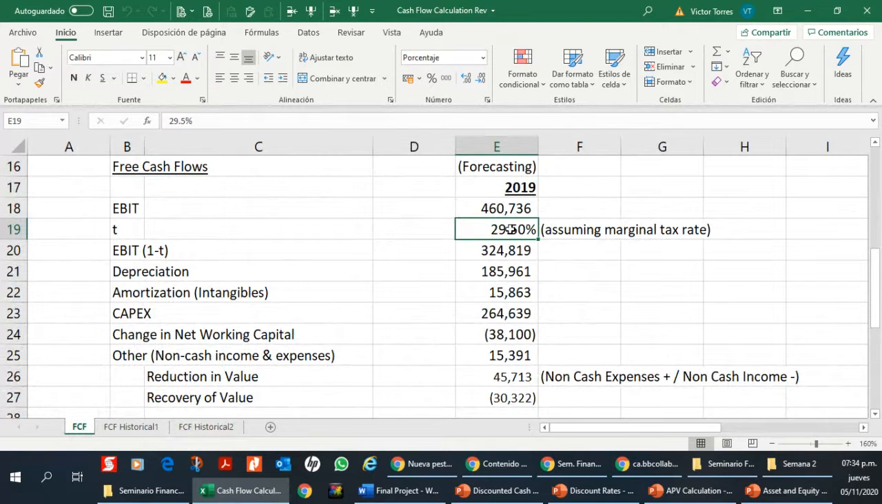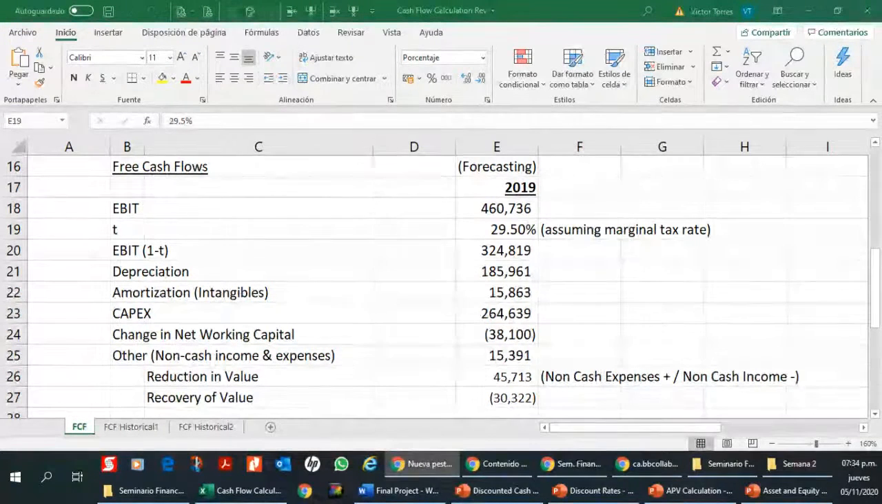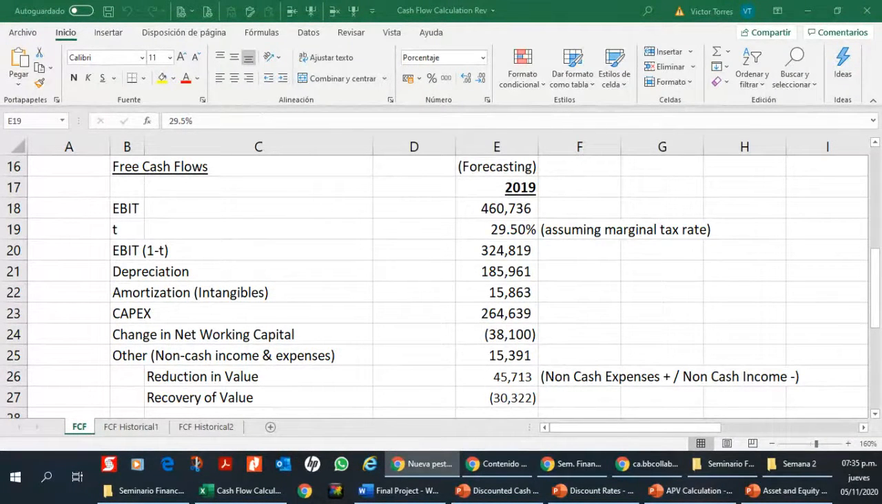We're saying, hey, if we're going to do forecasting, we're probably going to assume marginal tax rate, considering the fact that we don't know enough about how taxes are going to behave or what tax strategy the company is going to follow. So we assume that this is going to be a more sensible and reasonable approach, similar to any companies that you may find in this arena.